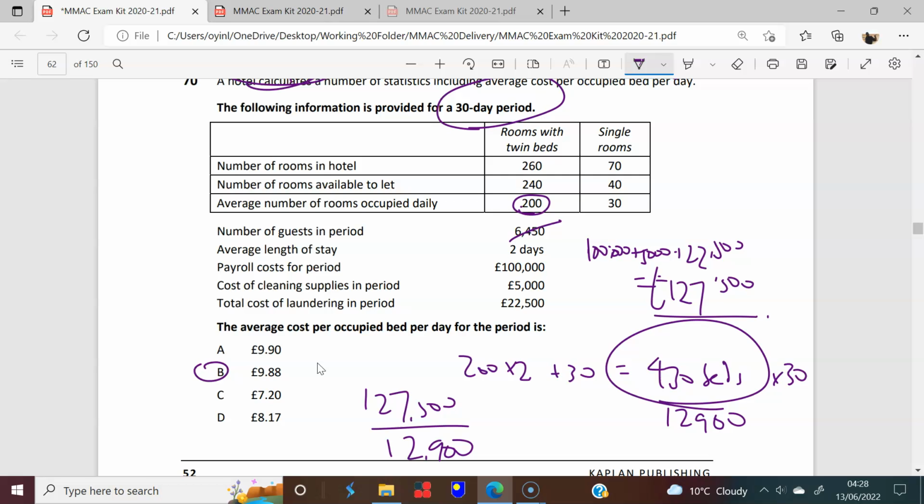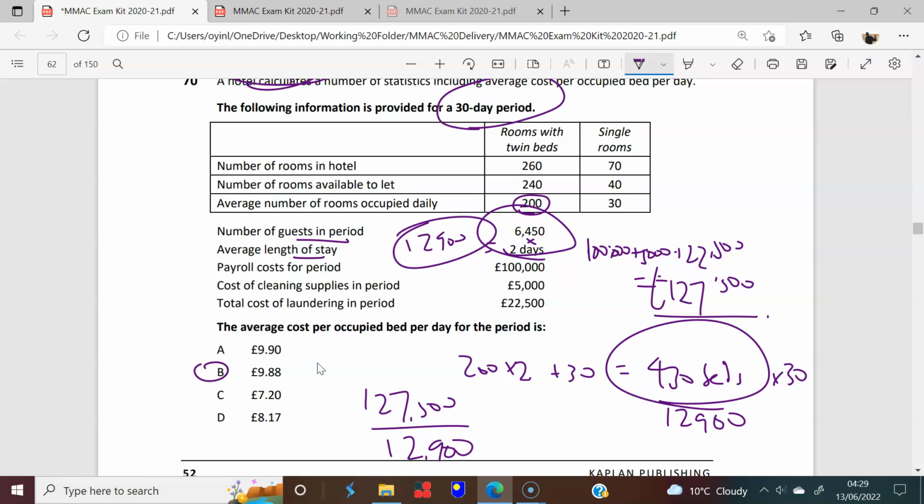Number of guests in a period, average length of stay. I suppose if I'd multiplied these two together, because that's another way of thinking about it. If I had done 6,450 times 2, the average length of stay, that gets me to 12,900 as well. So in a way, I can see where they're going, because if you have the total number of guests in a period, they sleep in beds, and they stay for 2 days.